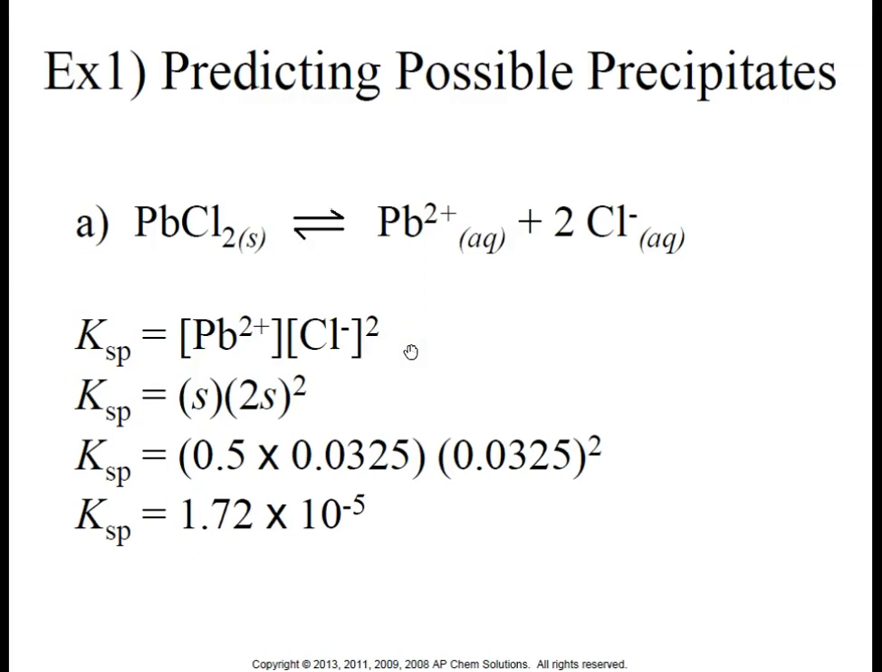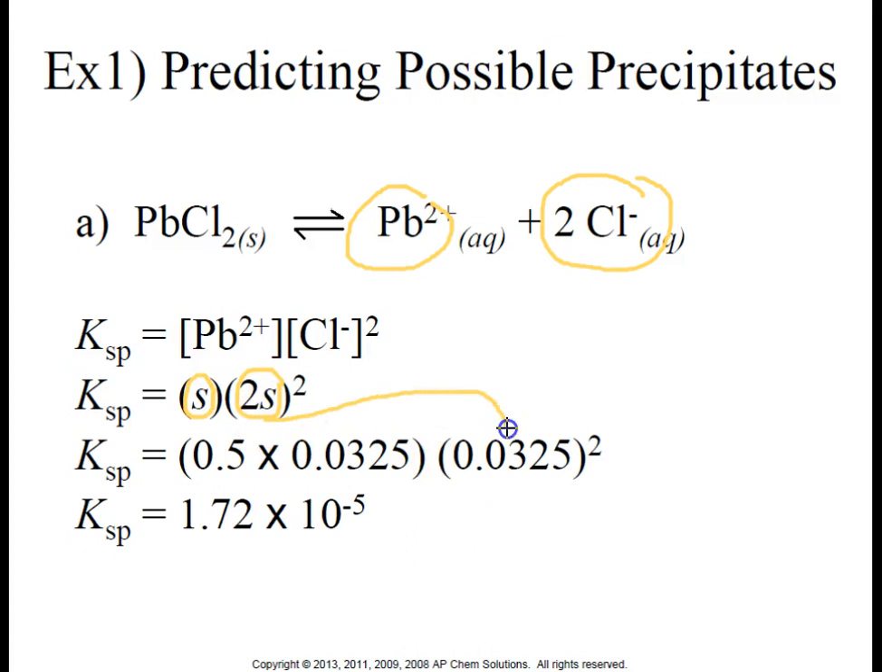This is the work for part A. If you want to pause it and make sure you got that. They do not show the ice table. What they do instead is they're kind of doing the ice table in their head. This is 2 chlorine, so that must be 2s or 2x, depending on how you look at it. And this is your lead, so that's just your S.